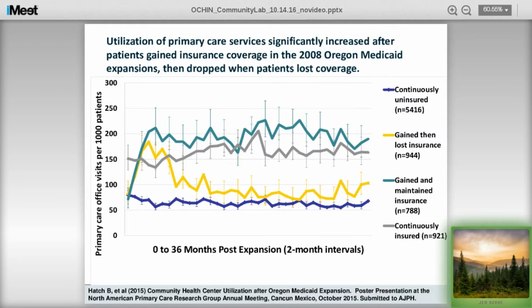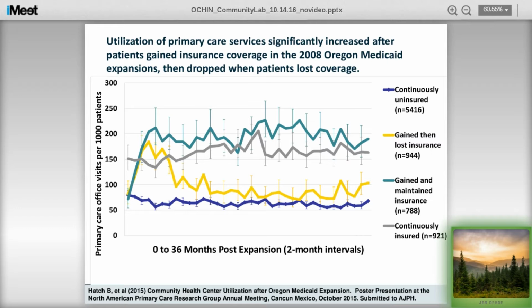Historically, when we look at health services research and we try to understand services utilization, researchers have been using insurance claims data. The problem with insurance claims data is we only have that data for people who are insured. So what OCHIN has provided is a significant laboratory and a significant amount of data on those invisible patients that are uninsured and that we cannot find in claims data sources. So one of the things that we were able to determine after Oregon expanded our Medicaid program in 2008 was that utilization of primary care services significantly increased among patients who gained insurance coverage.